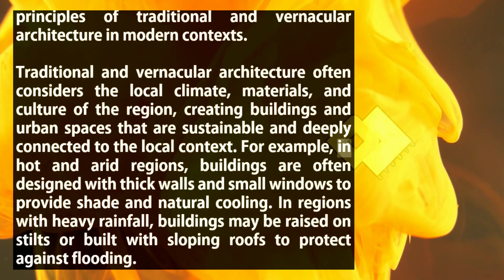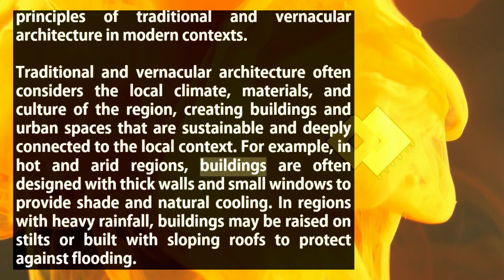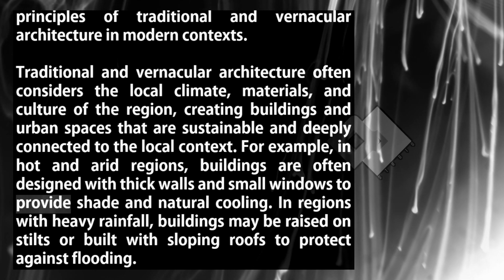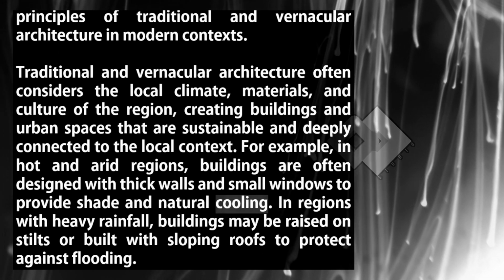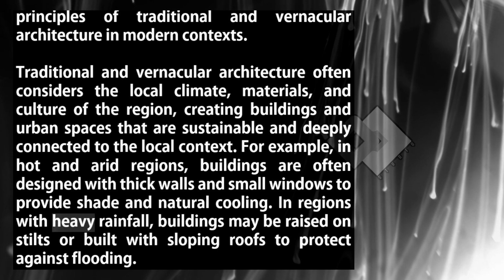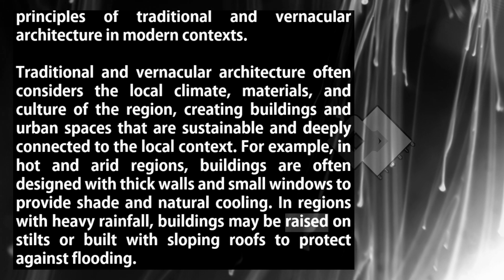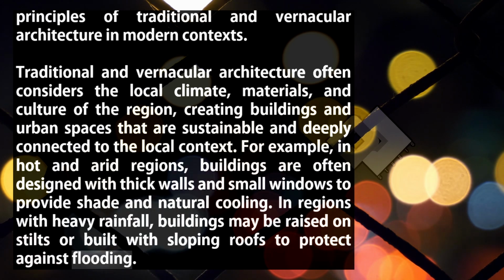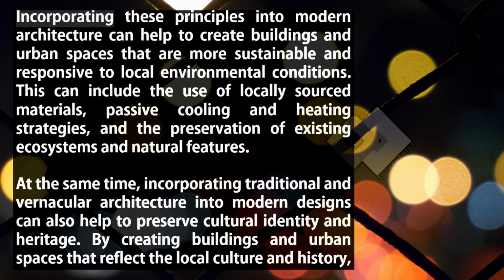For example, in hot and arid regions, buildings are often designed with thick walls and small windows to provide shade and natural cooling. In regions with heavy rainfall, buildings may be raised on stilts or built with sloping roofs to protect against flooding. Incorporating these principles into modern architecture can help to create buildings and urban spaces that are more sustainable and responsive to local environmental conditions.